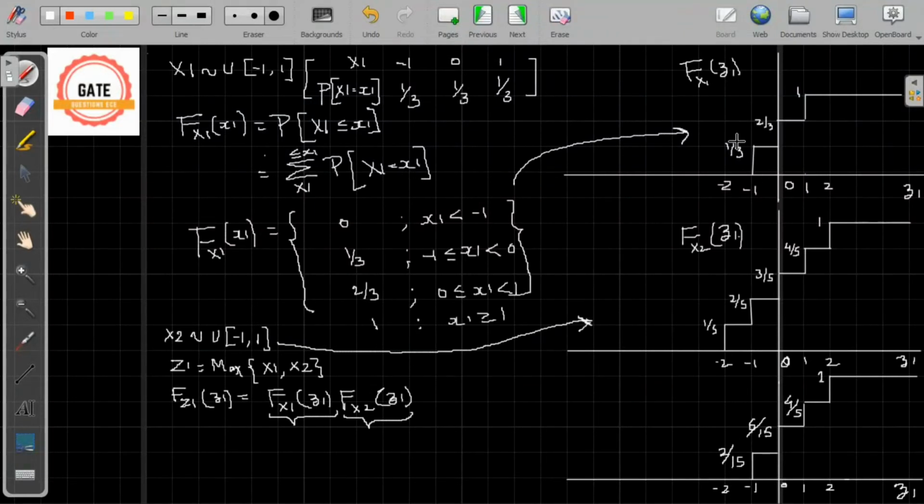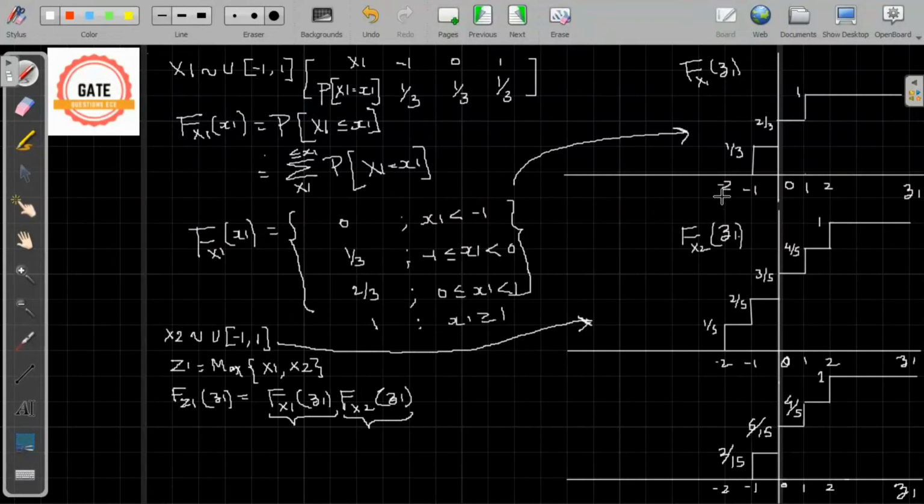So after calculating the CDFs of both X1 and X2, next what we have to do is take the product of these two CDFs to calculate the CDF of Z1. We can see here that for values of X1 lying below -2, its CDF is 0. Similarly, for values of X2 lying below -2, its values are 0. So 0 multiplied by 0 will be 0. So for values of Z1 lying below -2, we will have a 0 valued CDF.